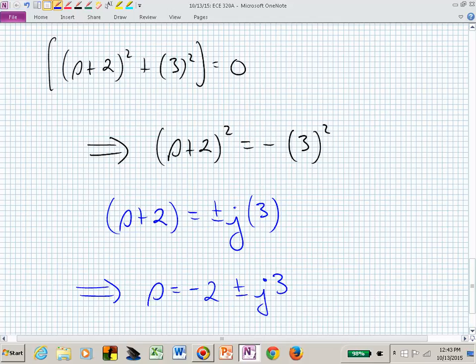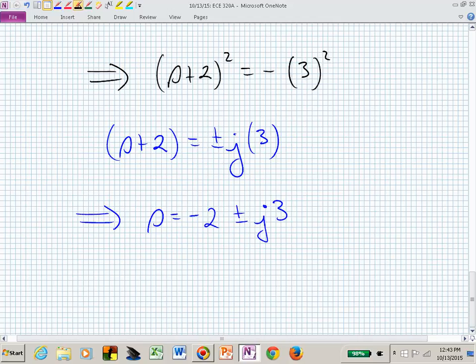Questions on that? Those are our poles. We could now say, let's call s sub 2 minus 2 plus j3. Oh, let me put it there. And then s sub 3 is minus 2 minus j3.